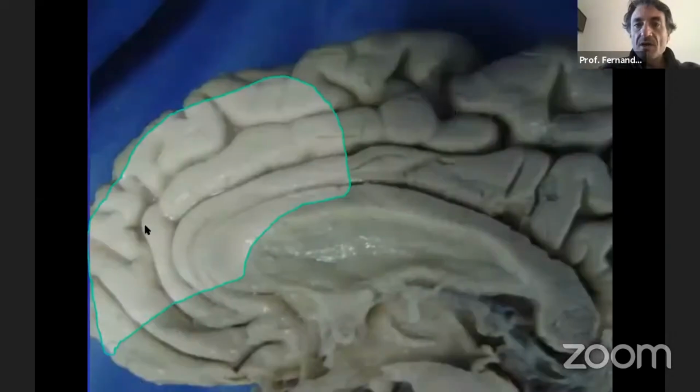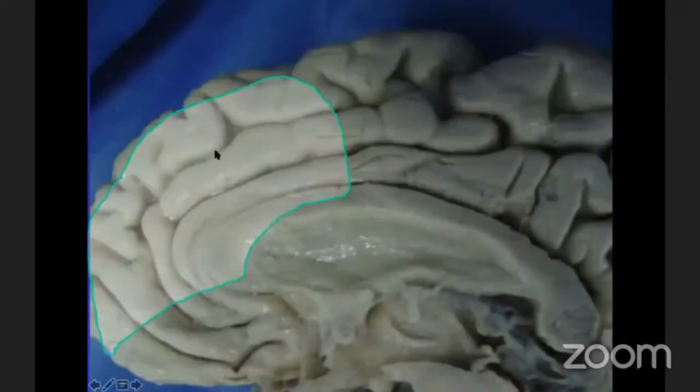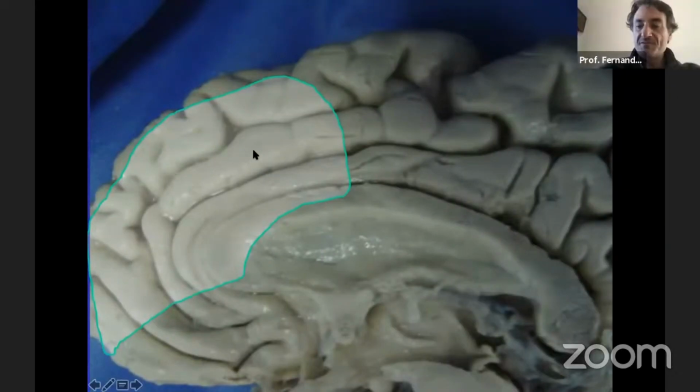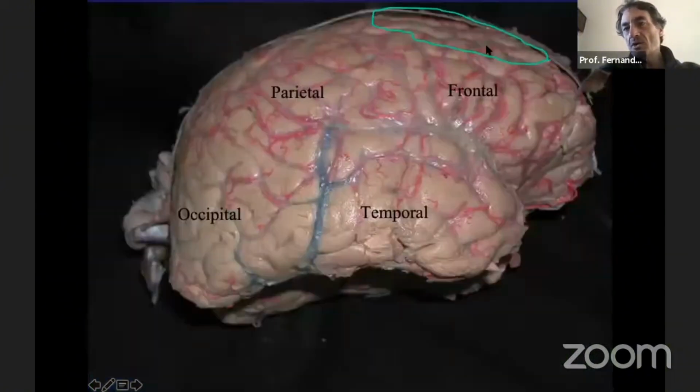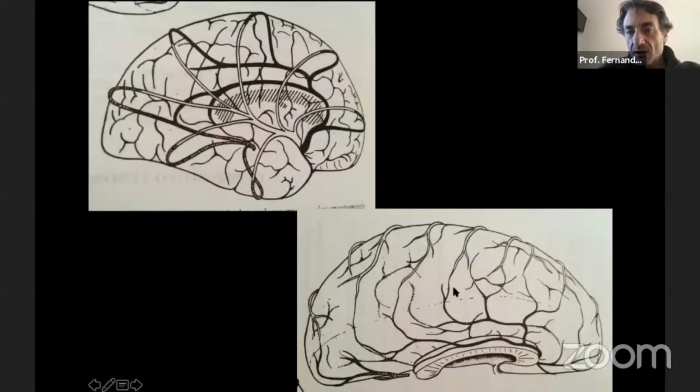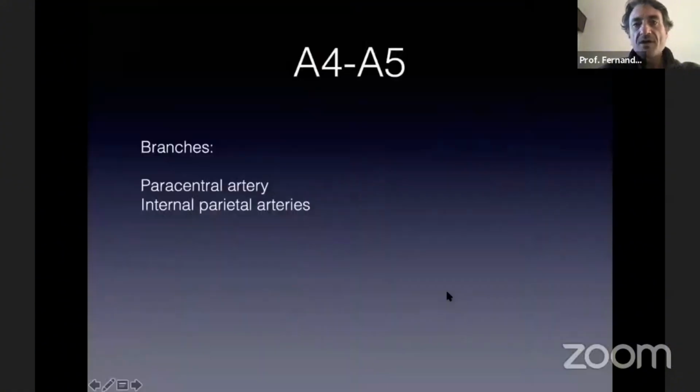This is the territory of the internal frontal arteries, the internal surface of the hemisphere, but also the lateral part of the superior part, of F1. We can see here, this image is taken from Lasjaunias, where the internal frontal arteries can have anastomosis with the branches of the middle cerebral artery here. A4 and A5, we have seen the paracentral arteries and the internal parietal arteries.